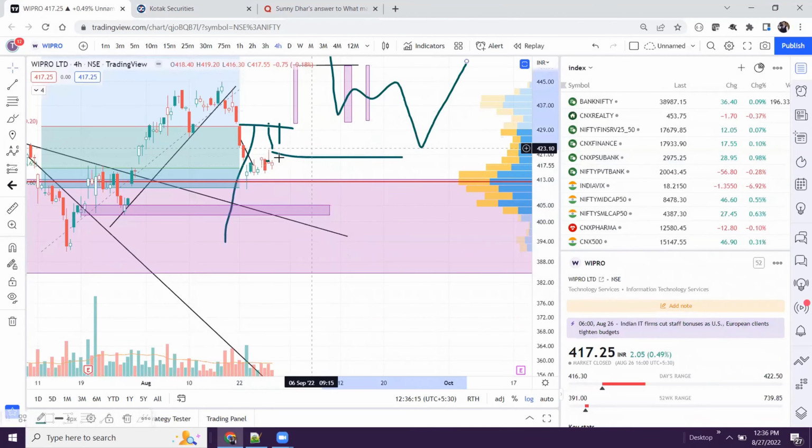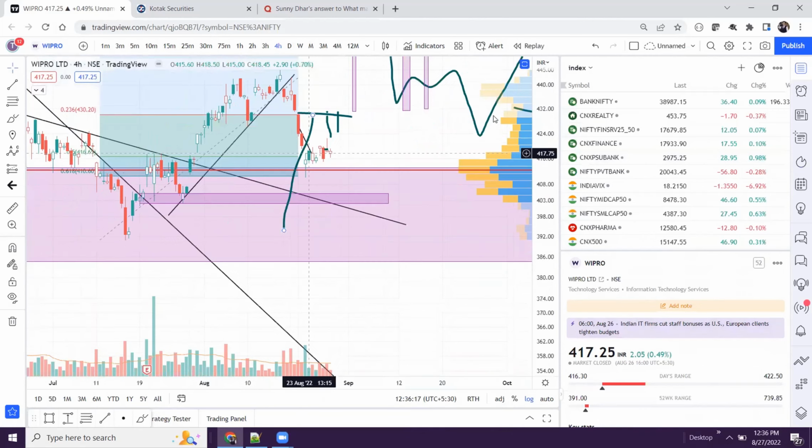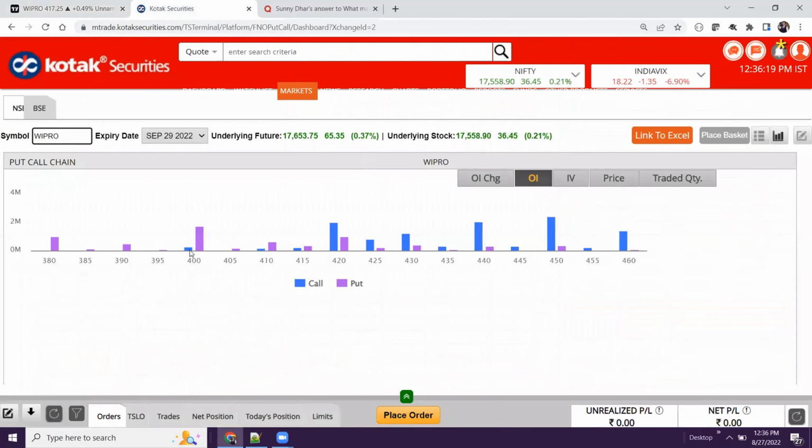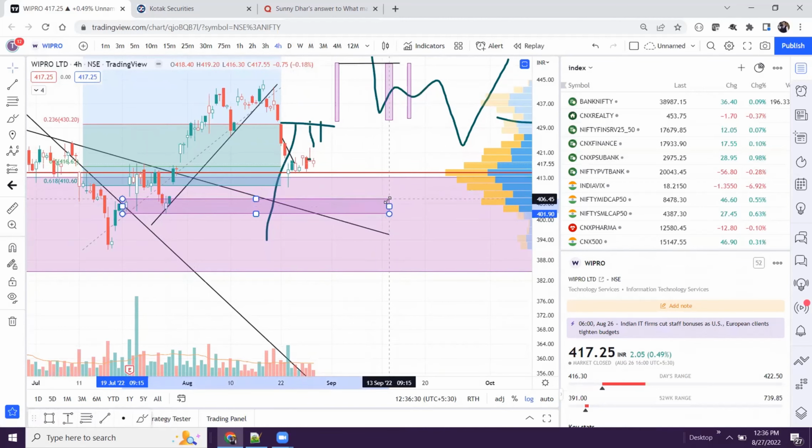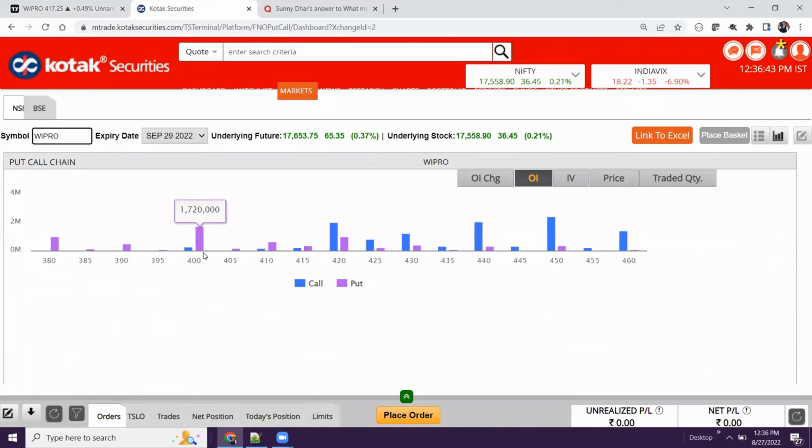Let me erase this quickly. Now you know that the good support is near 400. So you have to find a demand zone that is near this level. You can see this is a demand zone, and this demand zone is not exactly at 400, but from 400 to 405. So as per data, data also actually tells us a buying zone.